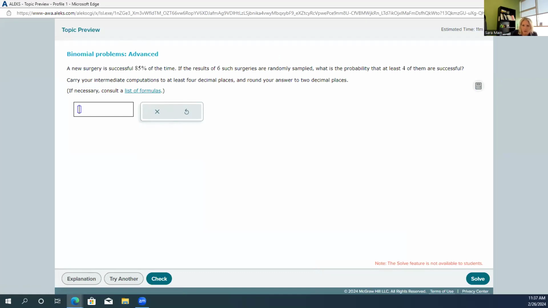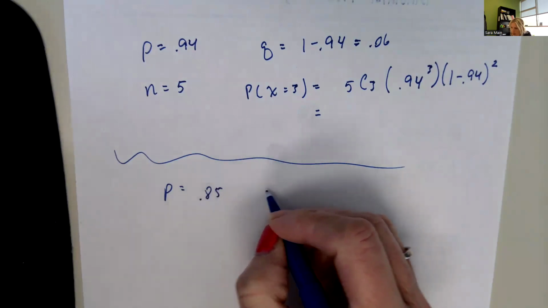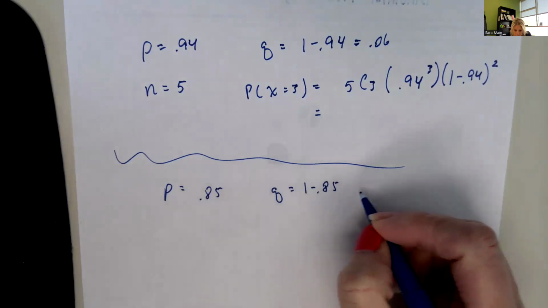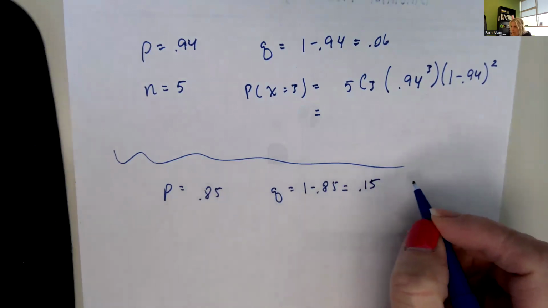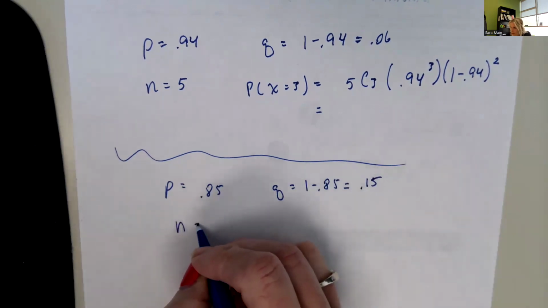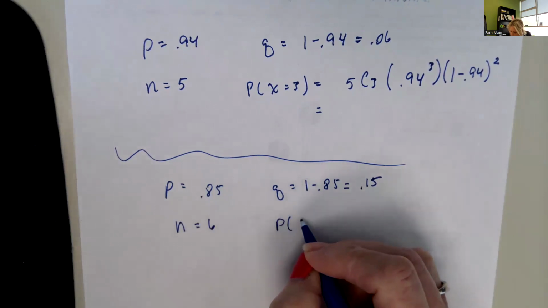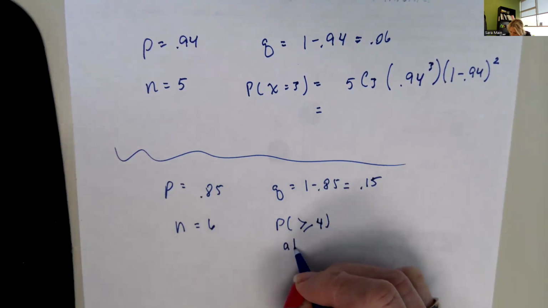Okay, so let's go back to my paper. We're going to write everything down just like I suggested. The probability of success is 0.85. That means Q is 1 minus 0.85. You can write that in ALEKS, or you can write 0.15. N is 6, and they want to know at least, which is greater than or equal to 4.